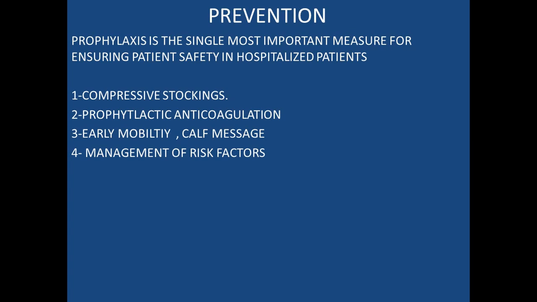Prophylaxis is the single most important measure for ensuring patient safety in hospitalized patients. It involves the following tools to prevent PE, specifically in high-risk surgeries, including compressive stockings, prophylactic anticoagulation, early mobility and calf massage, and management of risk factors. These are very important measures that we should take in patients exposed to risk conditions that make the chance of DVT happening very high.